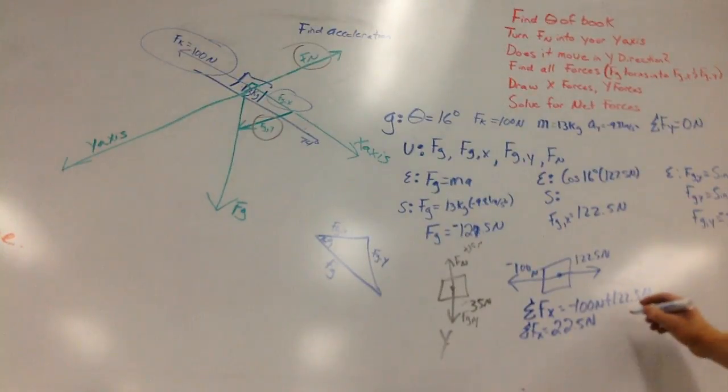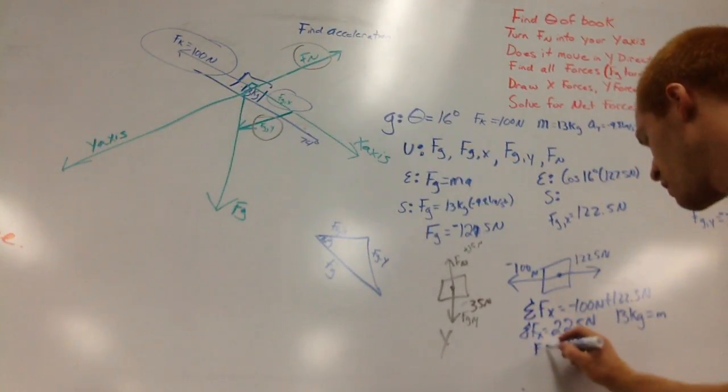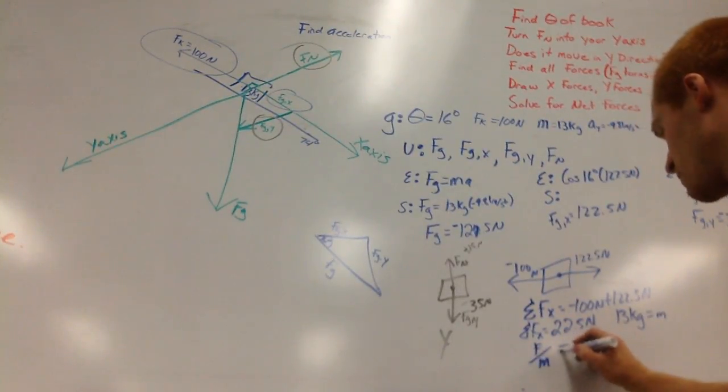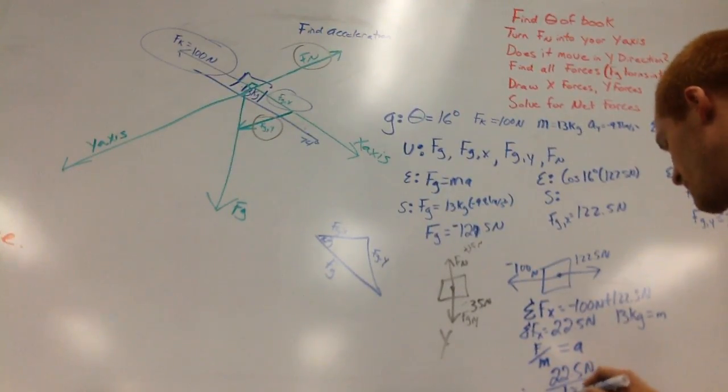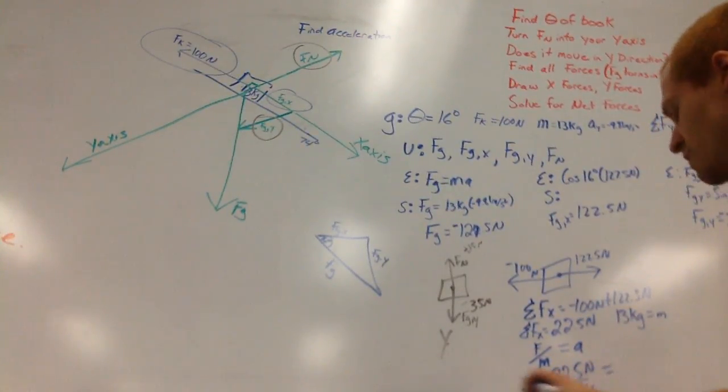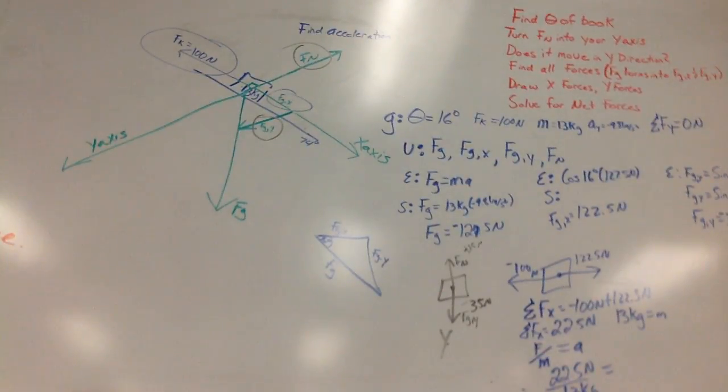We also have the mass. So we have 13 kilograms as the mass from here. F equals ma. So we use F equals ma. We're going to take force divided by mass equals acceleration. 22.5 newtons divided by 13 kilos. We are going to get an acceleration of about 1.7. So yeah, 1.73 meters per second squared.